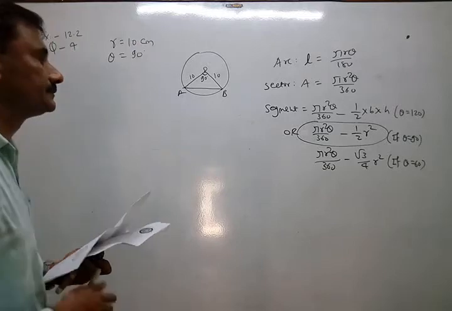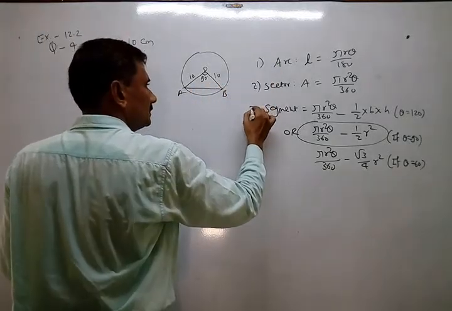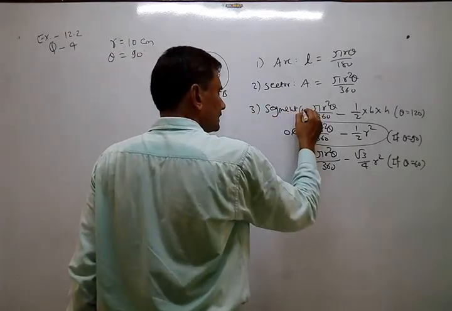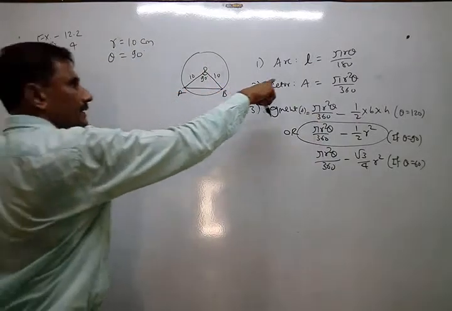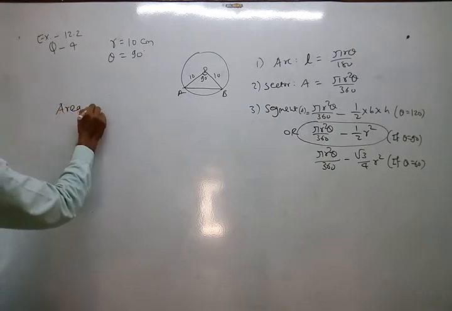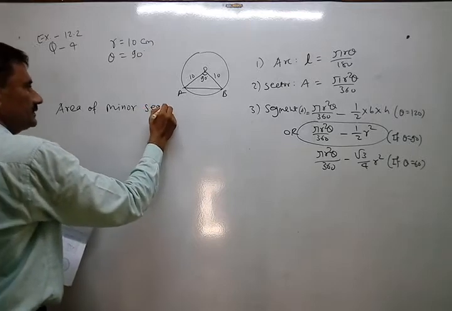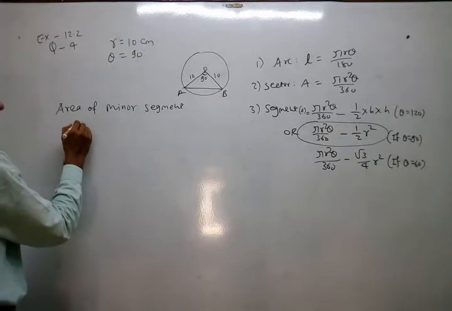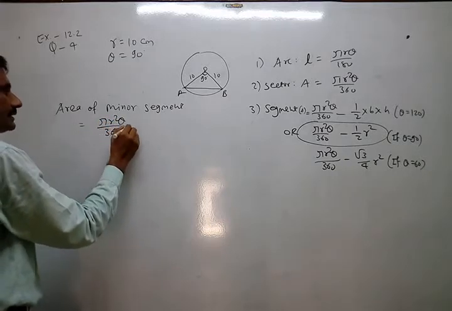So write down this whole formula. They are very useful. Segment's area, this is nothing but area. That one is length. L for length, A for area. So now area of minor segment. Minor segment means, you understand, the given angle we have to take.